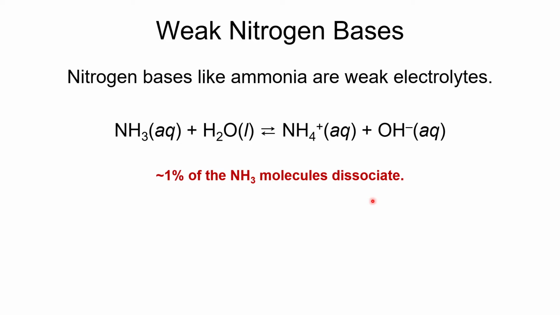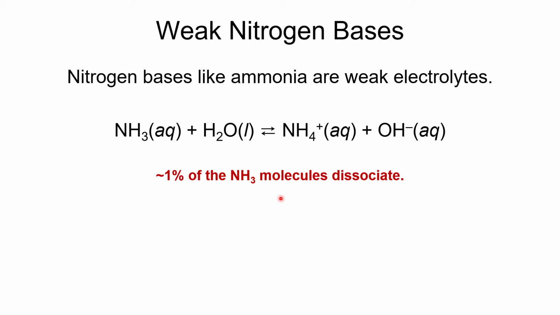Now, this is an equilibrium process. You'll see the double arrow here. It is an equilibrium process, so eventually all the molecules will be dissociated, but not at the same time. So, only 1% at a given time are going to be dissociated. So we consider those weak electrolytes and they are not going to be strong electrolytes.